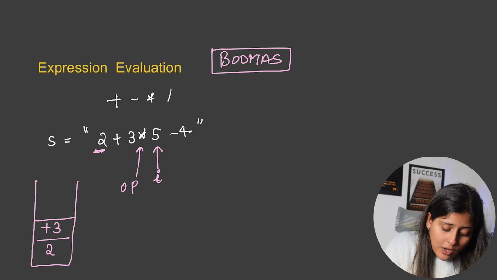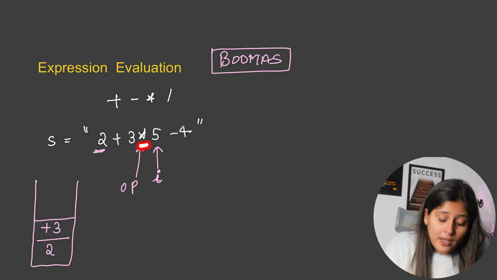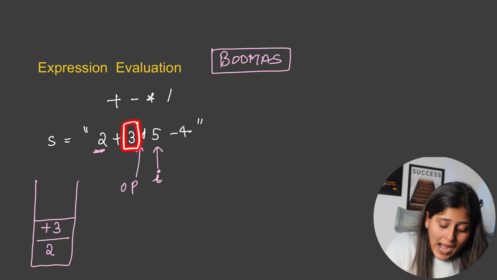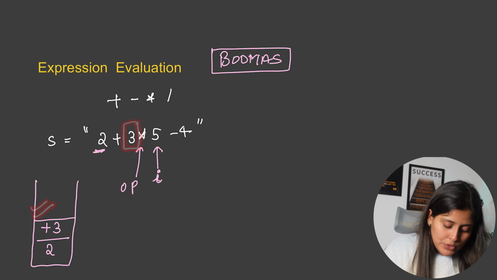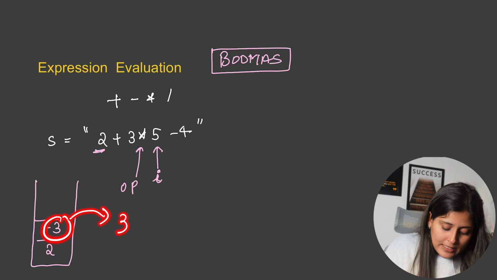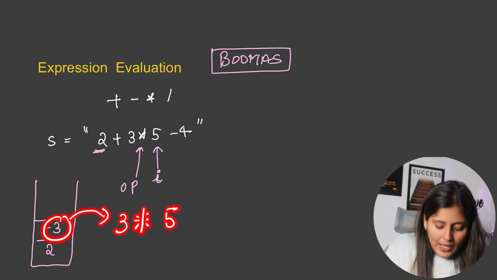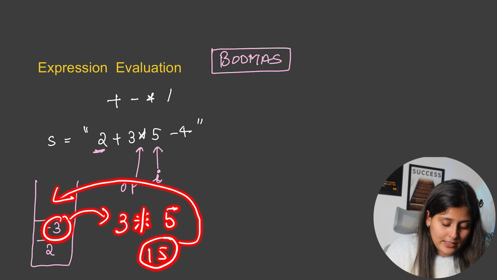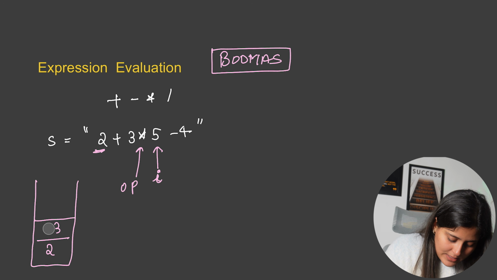So this time when you have the operator multiplication, the multiplication will be done with this 3 or with 2? Of course this 3, because that is the nearest number to it, and that is stored at the stack top. So we will simply pop this 3 out, then we will multiply it with the current element pointed to by i, and this will result in 15. Now this 15 we will store back in the stack. So I will simply remove this 3 from here and add 15 here. Correct? Now my i will point to minus, and this op will also shift to minus.